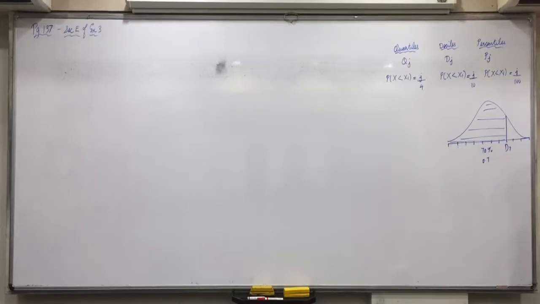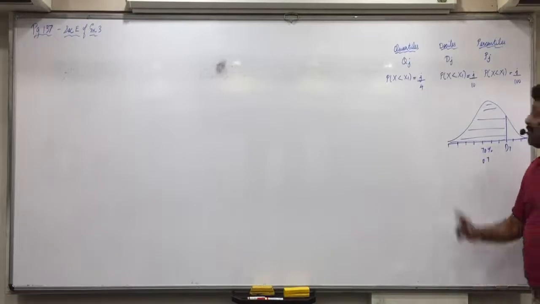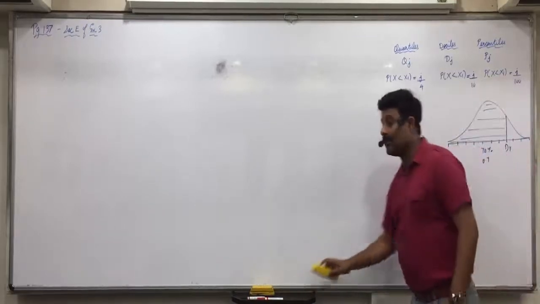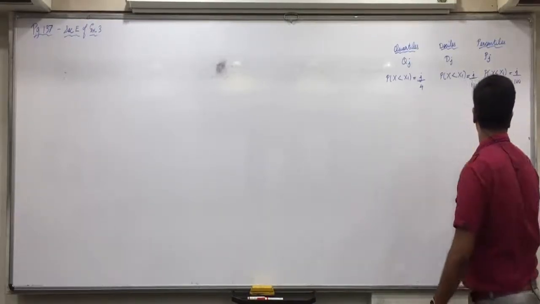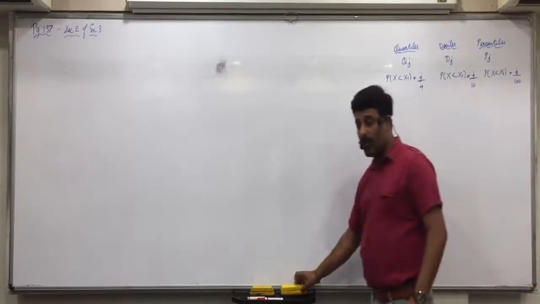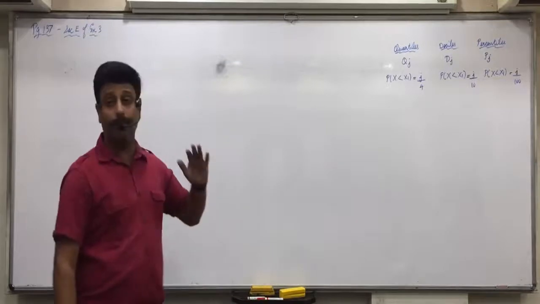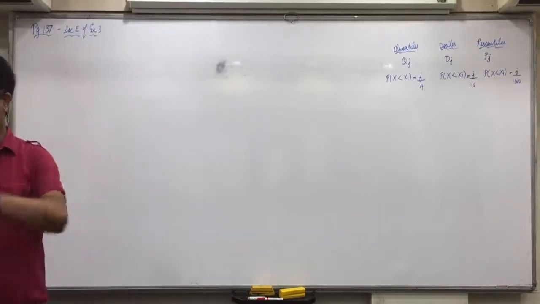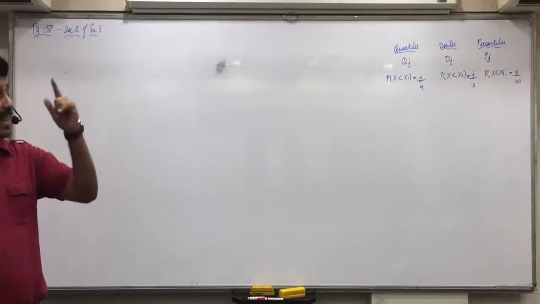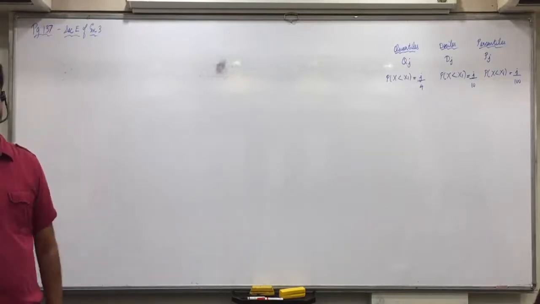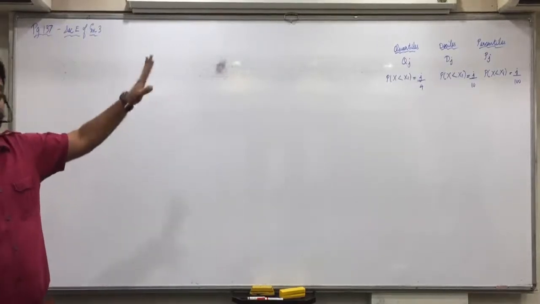70% means 0.7. 0.7 is this area and 0.3 is this area. We always use the less than sign, so directly do 7 upon 10, 0.7. Remember this concept: if quartile is asked, the probability is j by 4; if decile is asked, j by 10; percentile, j by 100. In all three kinds of questions, the sign used will be less than. Any confusion in this? Note it down in the summary.